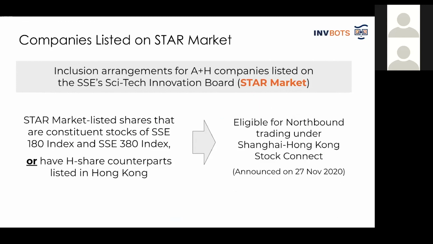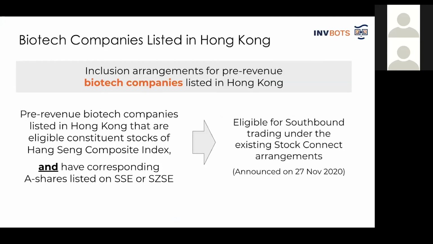Yeah, and the next slide, we can see that for biotech companies, pre-revenue biotech companies listed in Hong Kong that are eligible constituent stocks of the Hang Seng Composite Index and have corresponding A shares listed on the SSE are actually eligible for southbound trading under the existing Stock Connect arrangement. Yeah, and that's the end of my presentation.